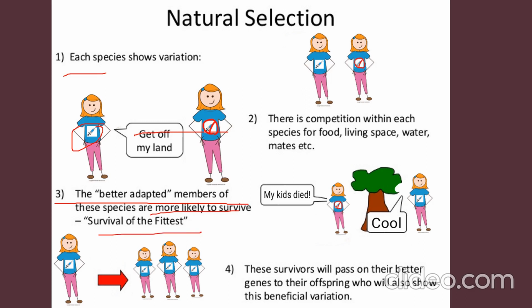So, etong isa, mas nag-survive yung nagkaroon siya ng mga offspring. Diba? Itong isa, walang red yung shirt niya na circle. So, here naman sabi, may kids died. Namatay yung mga anak nito kasi hindi sila naka-adapt to the environment. Sabi pa nito, cool. So, these survivors will pass on their better genes to their offspring who will also show this beneficial variation.